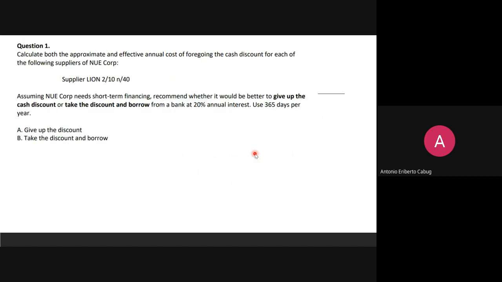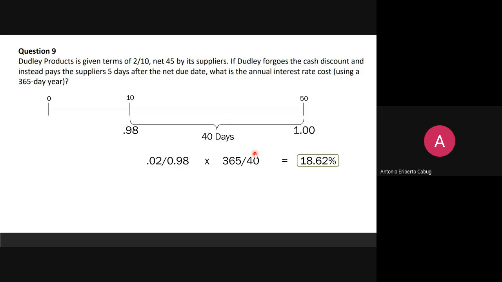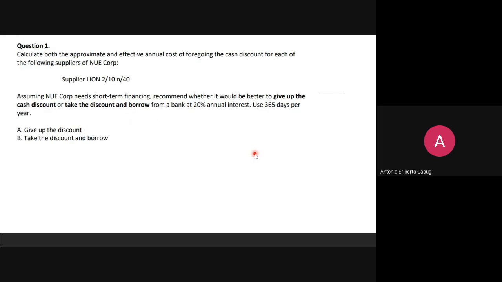Okay na tayo sa second handout, no? We have already completed the second handout. Let us now proceed to the next handout. So the last handout, calculate both. Ignore the effective annual cost. Wag na natin munang pansinin yung effective. For exam purposes, we will just use approximate.